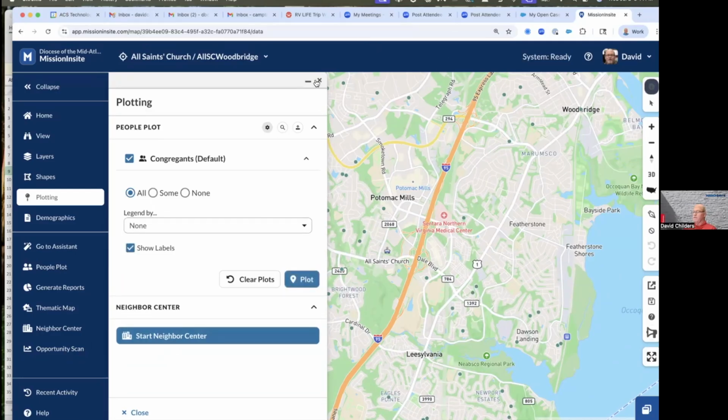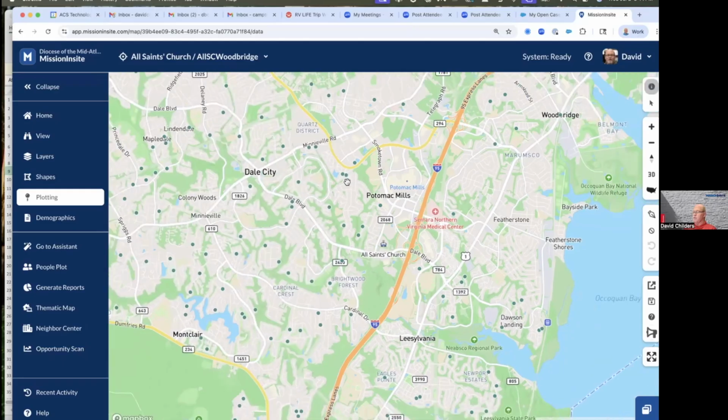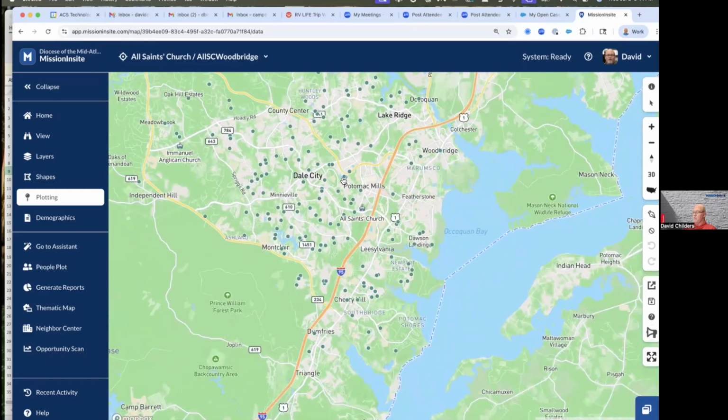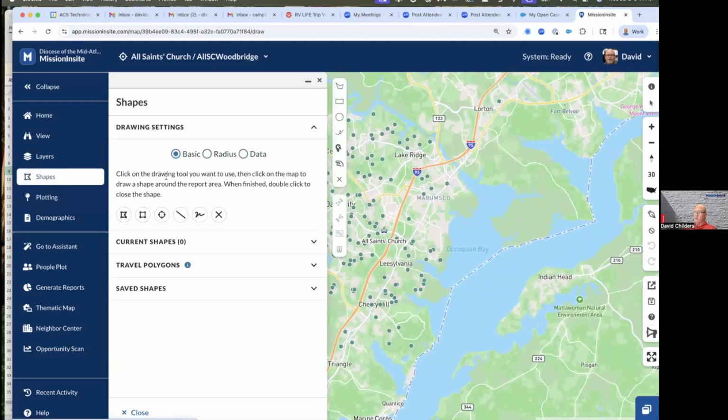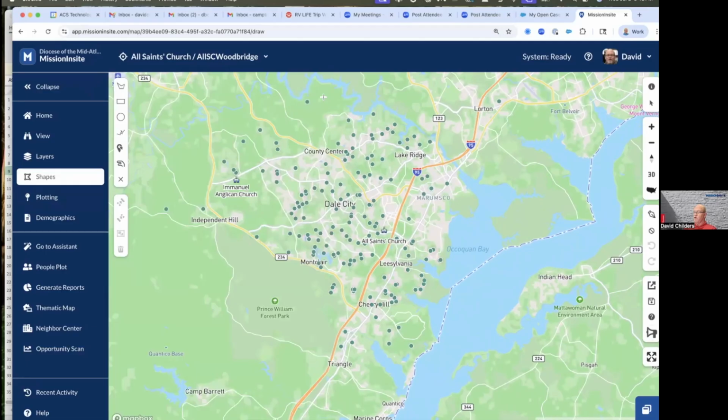And then I can collapse this, and you'll now see that I can zoom out and see everyone in the congregation. And then, of course, I'm going to do a shape, because you have to do a shape to what? To do reports. So I'm going to come over and do a polygon, collapse this, and then I'm going to draw a polygon around the congregation.